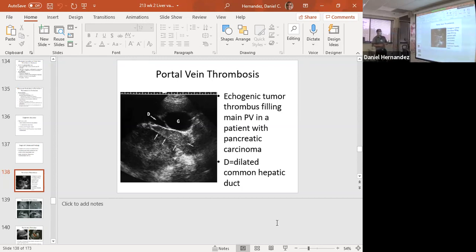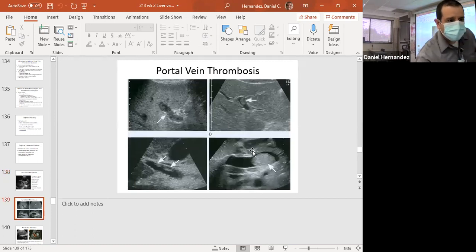This is the main portal vein in a patient with pancreatic sarcoma. So this is actually echogenic tumor. So tumor thrombus. Let's see if they have a picture with color on. There we go. So these are some more pictures showing you have a dilated main portal vein coming in. You can see focal areas of tumor or thrombus.